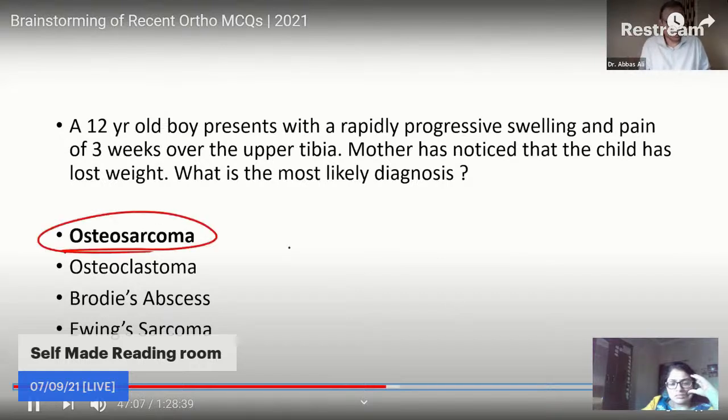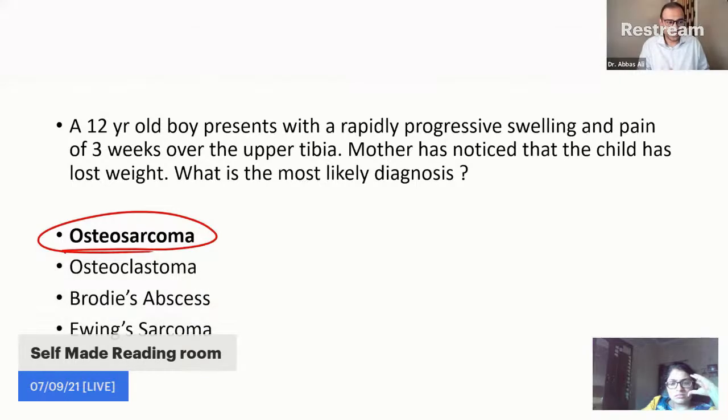Okay, the answer here is osteosarcoma. Did you understand how they are different? A 12-year-old with rapidly progressive swelling and pain of 3 weeks in the upper tibia. Okay, and mother has noticed loss of weight also. This is an extra point. So when they make bigger questions, they will give you extra points that will give you an answer.